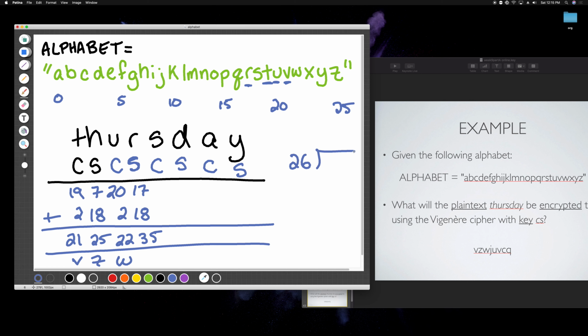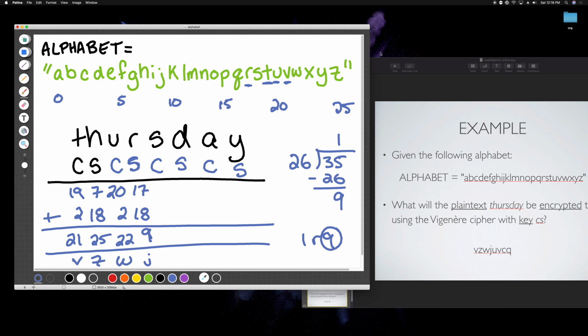And we're going to see what the division of this is into 35. 26 goes into 35 one time, with 9 left over. So the result of this division is 1 remainder 9, which means the result of this mod is going to be 9. So we'll replace this 35 with a 9, and then look up what character is at position 9, which will be J. Alright, and then obviously keep going through the rest of the letters.